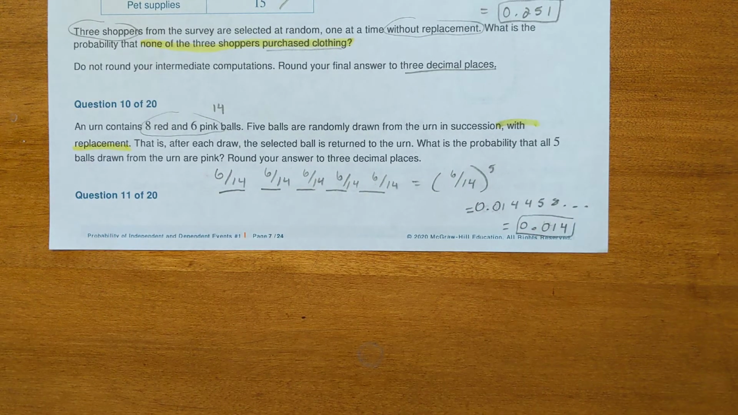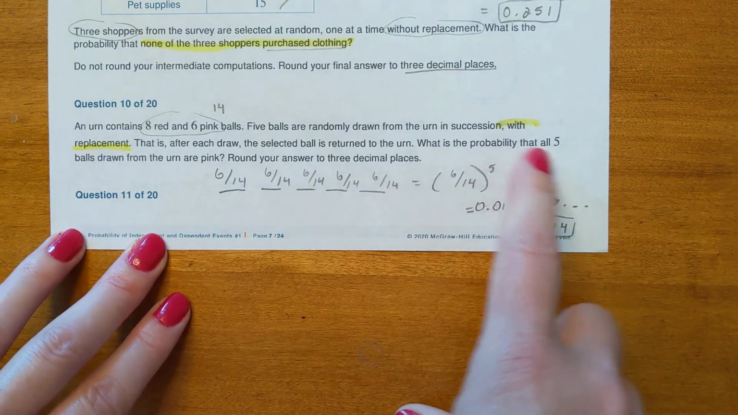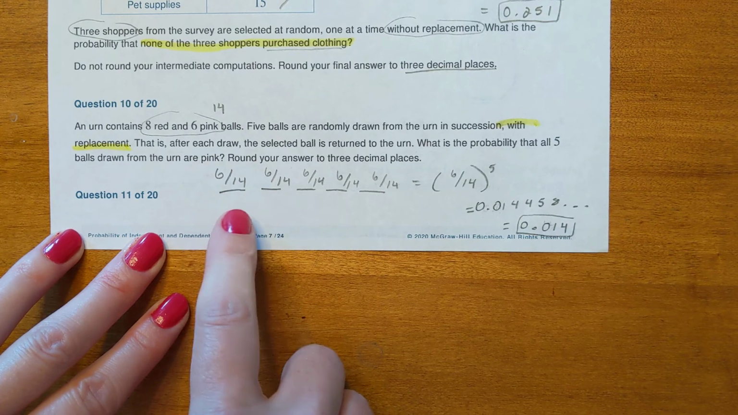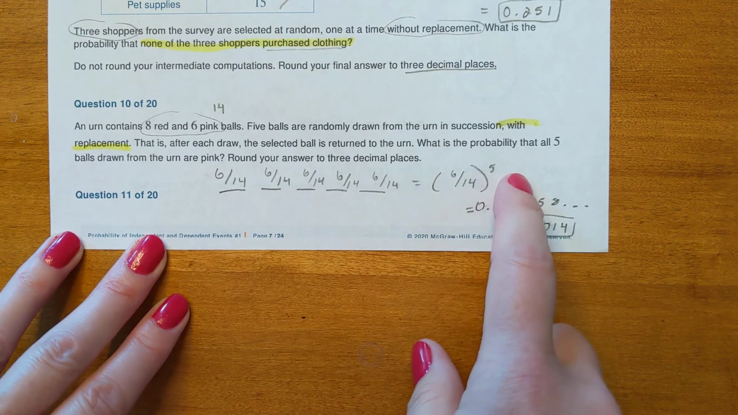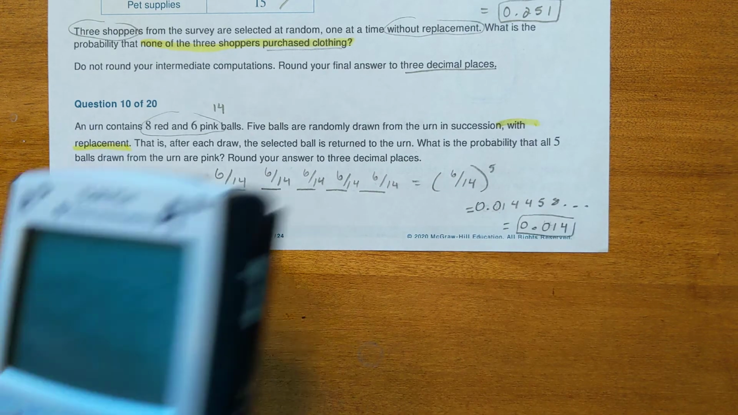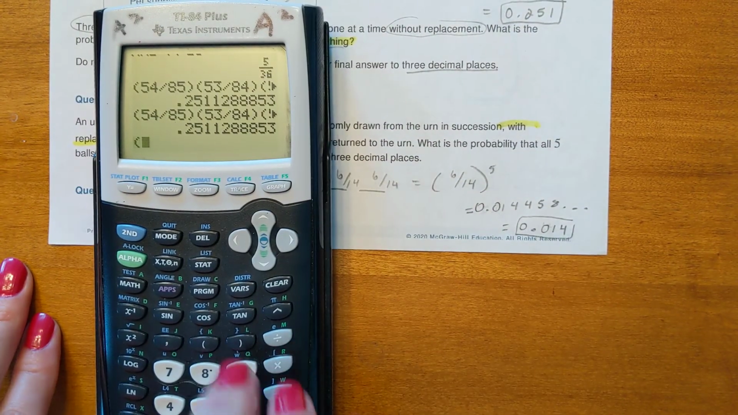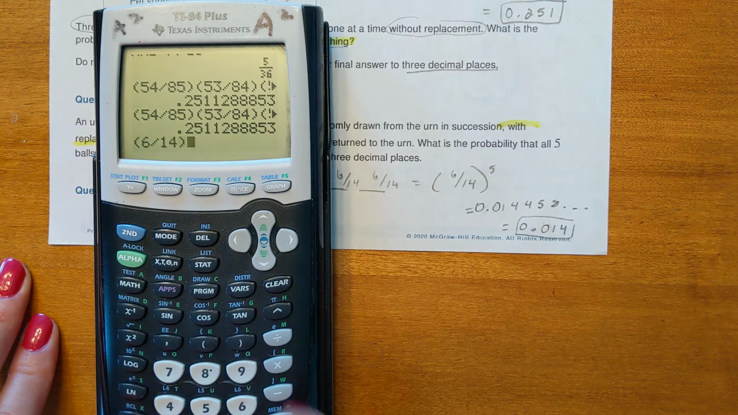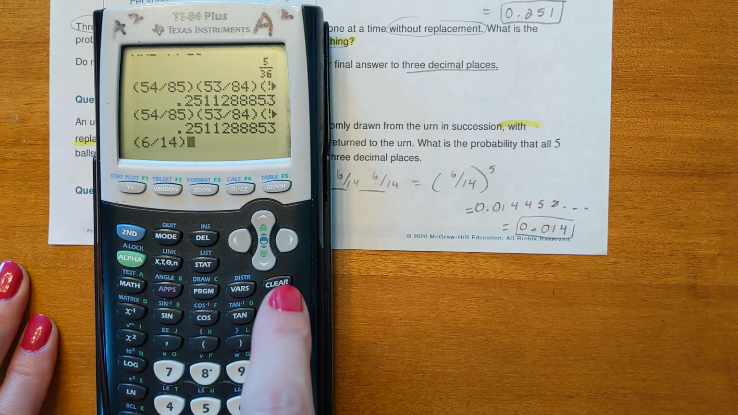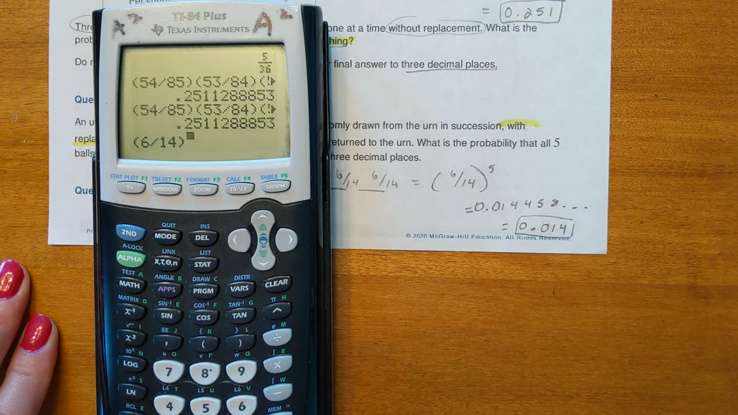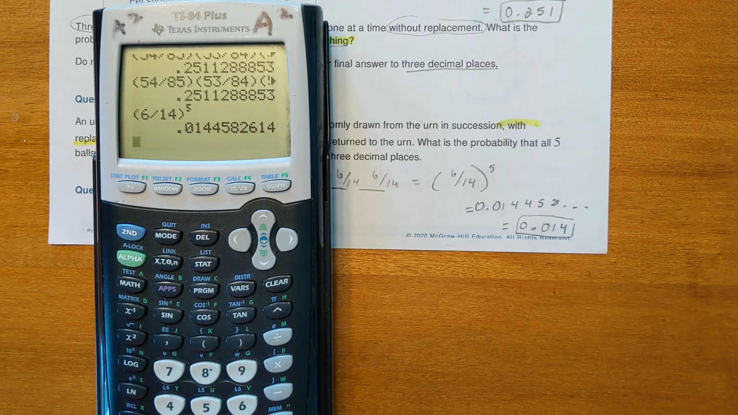So each and every time we're going to have 6 pink balls. So what's the probability that all 5 balls drawn from the urn are pink? Well, each time it's 6 out of 14. Multiplied together, or you could do 6 out of 14 to the 5th. That's a lot quicker. So parenthesis, 6 divided by 14, parenthesis, caret. Caret is on the 4th row down all the way to the end underneath the word clear. So caret 5, enter. So 0.014.